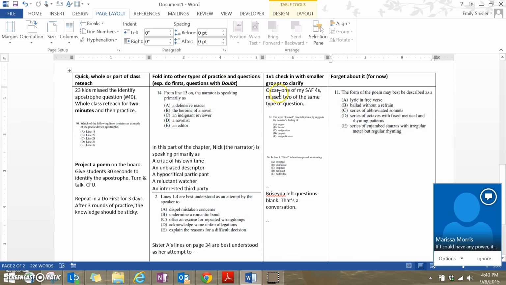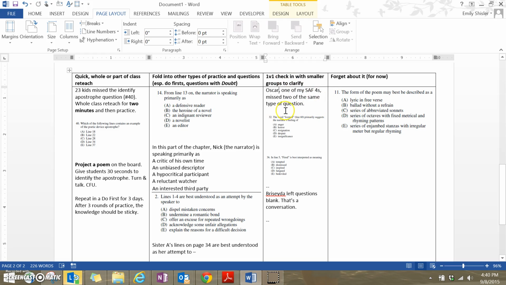Who's one of my two SAF4s. I was really curious to see what types of questions he was answering incorrectly, because really, with a few more questions right, he might already be at a 5 at the beginning of the year. And I noticed something. He missed two questions almost back to back that ask about connotation of a particular word. And that is absolutely something that I can target individual practice for Oscar.